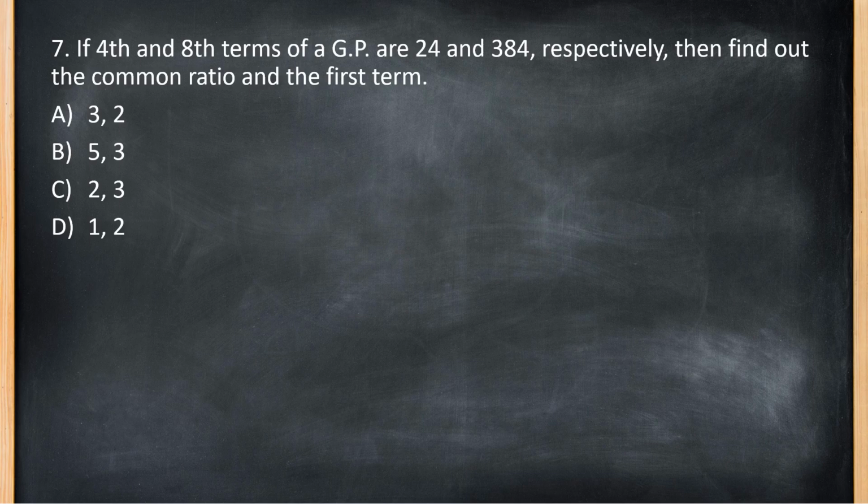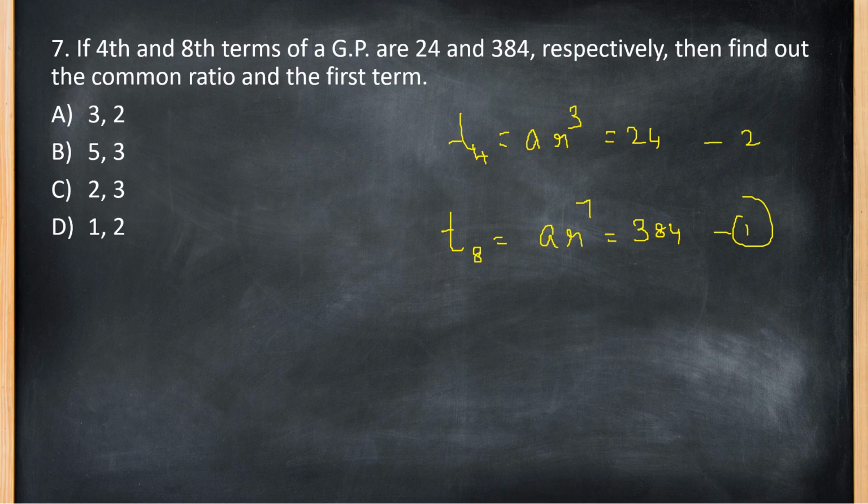The next question. So we are entering geometric progressions. So if fourth and eighth term of GP are 24 and 384. So fourth term is T4. T4 is given by A into R cube. This is 24, and T8. So T8 is A into R power 7, and this is given by 384. So let's take this as 1 and this as 2. We are supposed to find the common ratio and the first term.